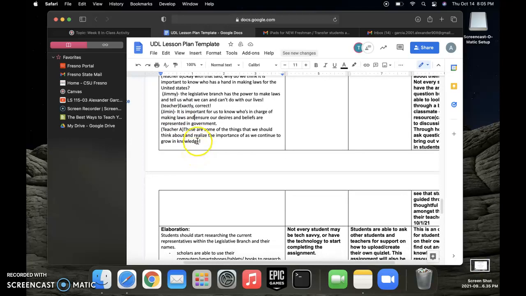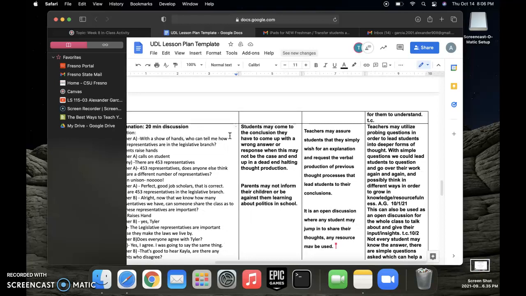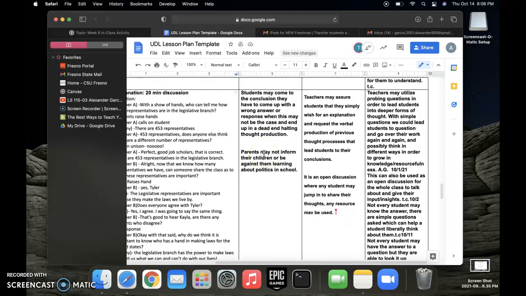And then teacher A would come in and close up, stating, these are some of the things that we should think about and realize the importance of as we continue to grow in knowledge. So as for some barriers that me and my co-teacher came up with, we listed one as students may come to the conclusion they have to come up with a wrong answer or response when this may not be the case, and ending up in a dead end or halting thought production. So basically just getting stuck in thought and not being able to really continue or progress with their learning.